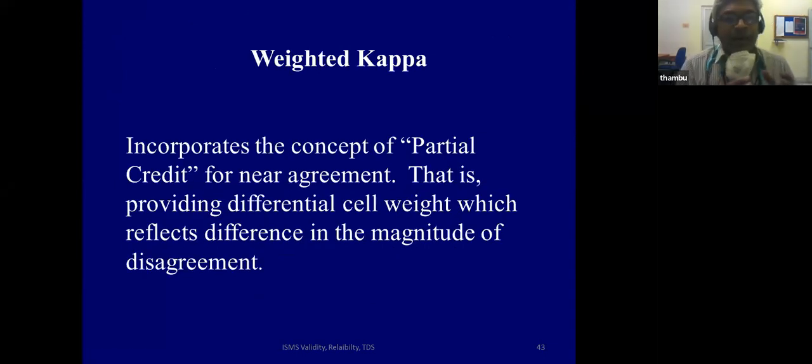Weighted kappa incorporates the concept of partial credit for near agreement. That is, it provides differential weights which reflect a difference in the magnitude of disagreement. So it's a weighted kappa. It gives partial credit or differential weights.